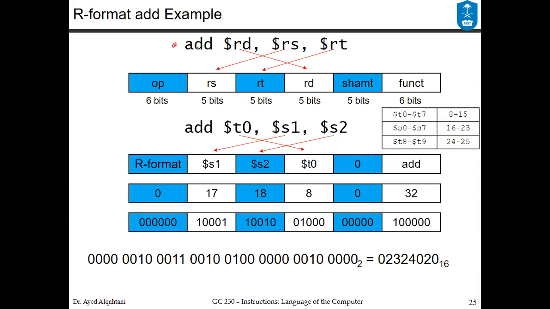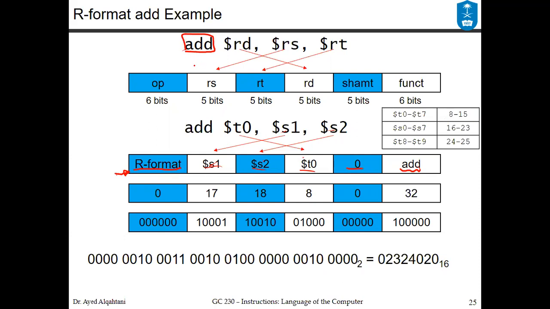This is in general, if you have an add with different registers. Now let's take a specific example. If RD is T0, RS is S1, and RT is S2, what happens now? The instruction is add. So we need to record the opcode as an R format. And we know that the functionality is add. And then we copy register S1 here, register S2 here, register T0 is here, and the shift amount is 0.